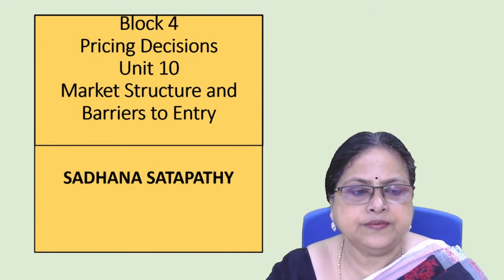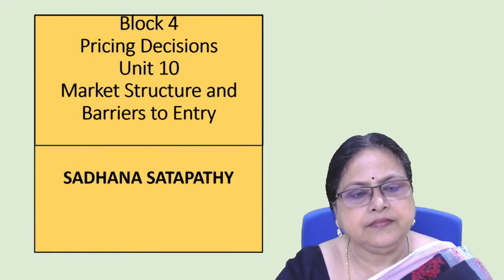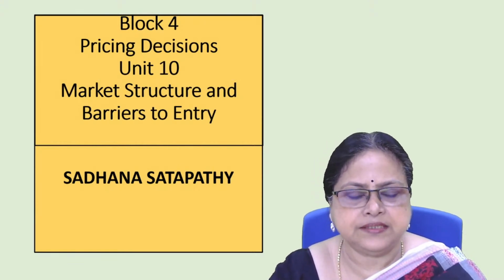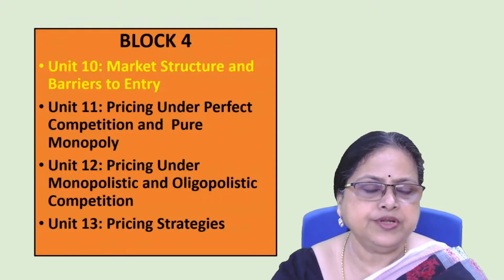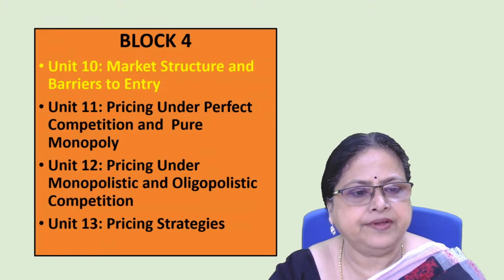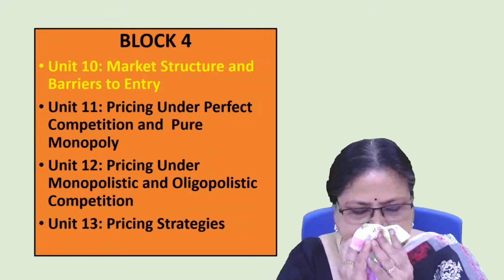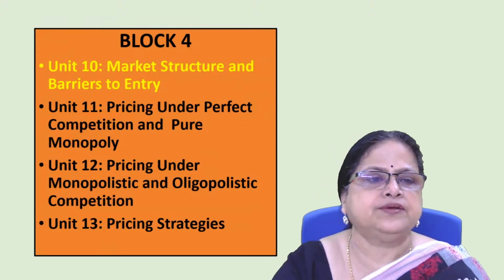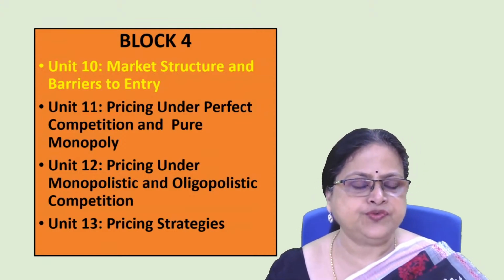Today we are going to study the last block, that is block 4. In this, we are going to discuss the pricing decisions. And in block 4, we have 4 units, that is unit 10, 11, 12, and 13. So today we are going to discuss unit 10, that is market structure and barriers to entry.